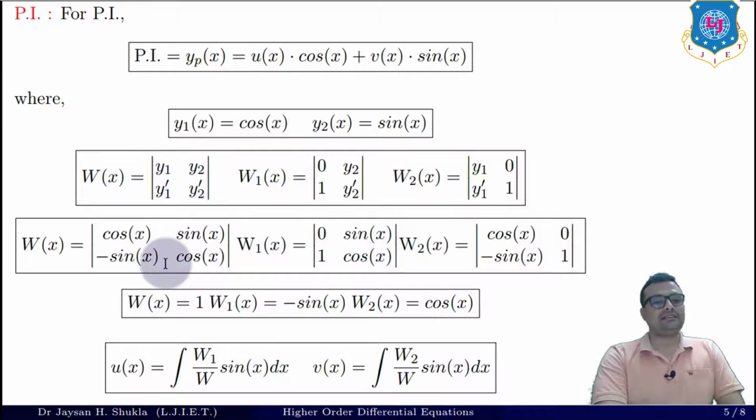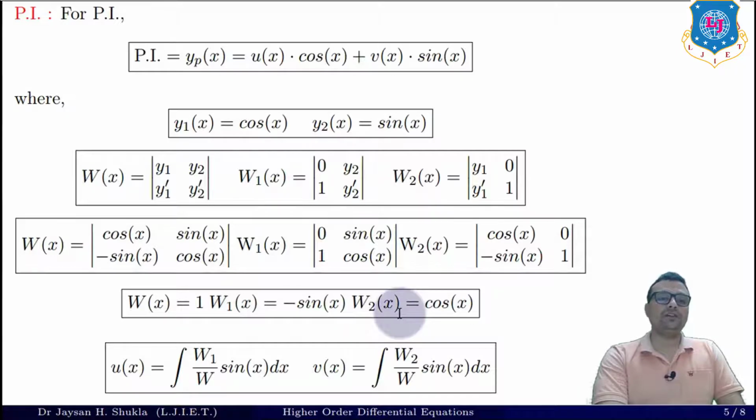Now expand it. It gives me cos square x minus of minus sin square x. That simply gives me sin square plus cos square, which is equal to 1. For W1, it is 0 minus sin x. W2 is cos x minus 0. So now we have W, W1 and W2.